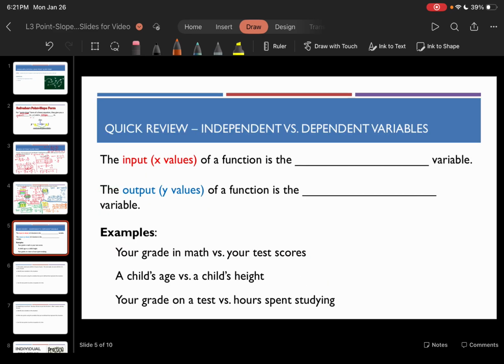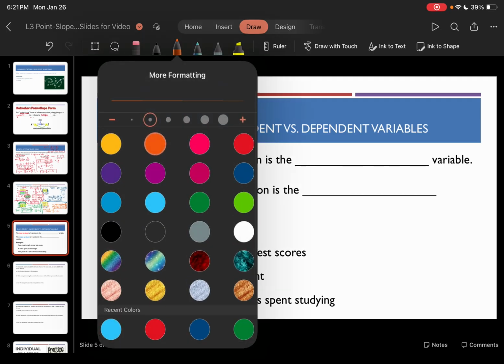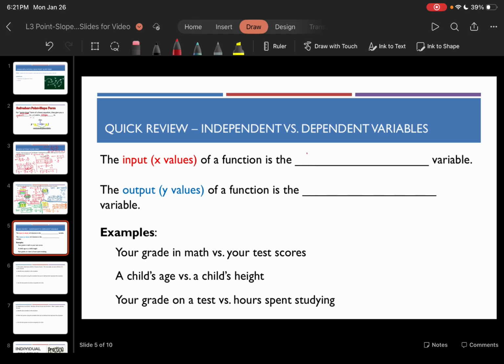Now let's talk about independent versus dependent variables. So the independent variable is always the x value, while the dependent variable is always the y. So think about what affects the other. The independent variable affects the dependent variable. The independent is what you can control, the dependent you can't control.